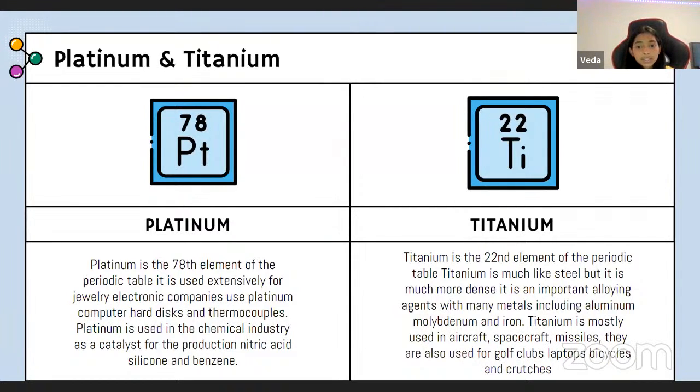Titanium. Titanium is the 22nd element of the periodic table. Titanium is much like steel, but it is much less dense. It is an important alloying agent with many metals, including aluminum, molybdenum, and iron. Titanium is mostly used in aircraft, spacecraft, and missiles. It is also used for golf clubs, laptops, and bicycles. Titanium can withstand very intense temperatures, very cold or very high. That is why they use it in aircraft and spacecraft.